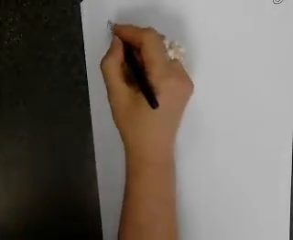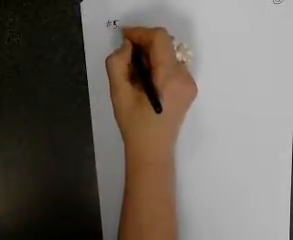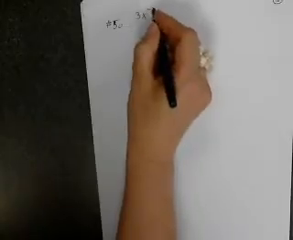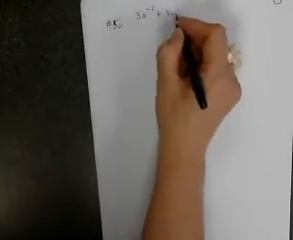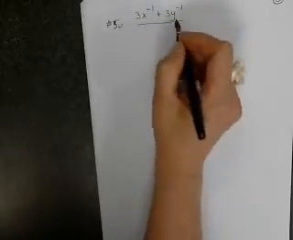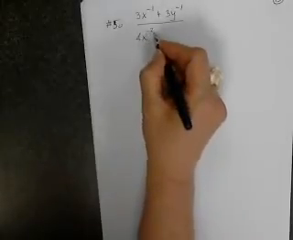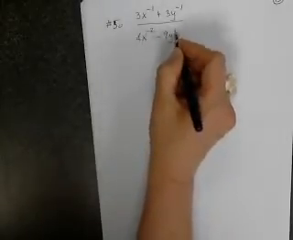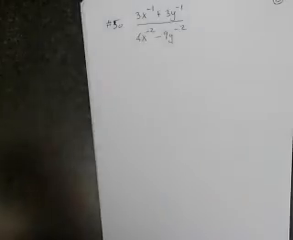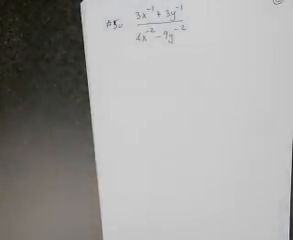50. So 3x to negative 1 plus 3y to negative 1 over 4x to negative 2 minus 9y to negative 2. Perfect. Okay, so let's work on this for 2 minutes.